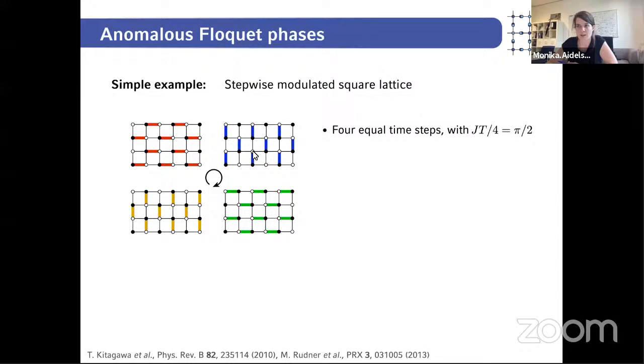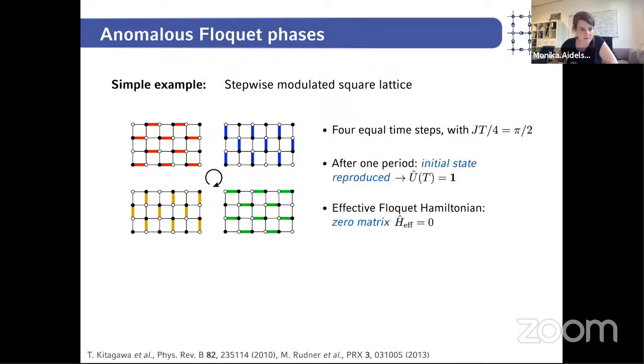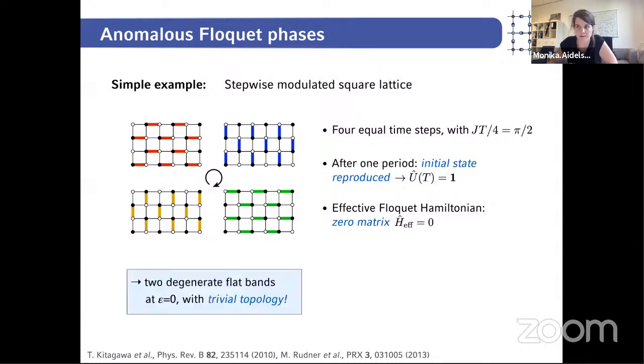Then during the second step, it will tunnel along the blue bond down. Then it will tunnel to the left along the green bond, and it will tunnel up along the yellow bond. And after those 4 steps, it will actually return to its original position. So if you write down the Floquet time evolution operator for that specific driving protocol, so we look at one oscillation period, capital T, it will be the identity and nothing happens, which means that the Floquet Hamiltonian is trivial. It vanishes. And if you calculate the spectrum, you get 2 degenerate flat bands with trivial topology.